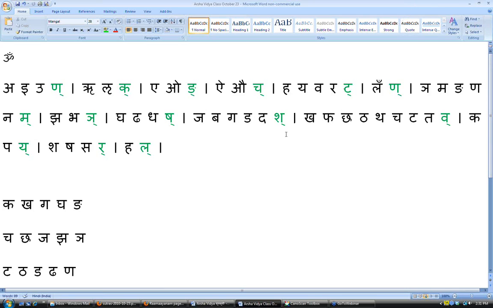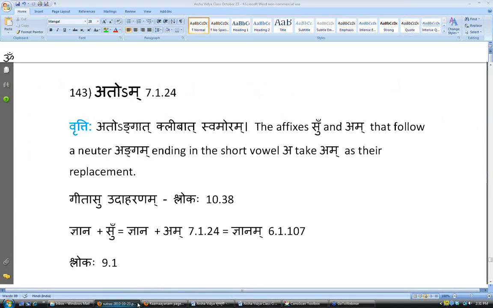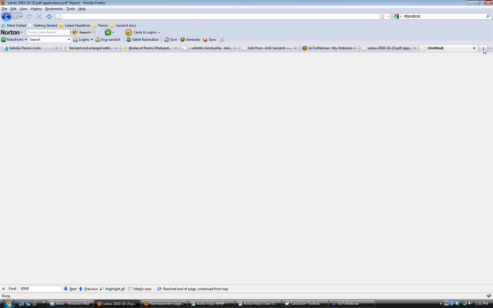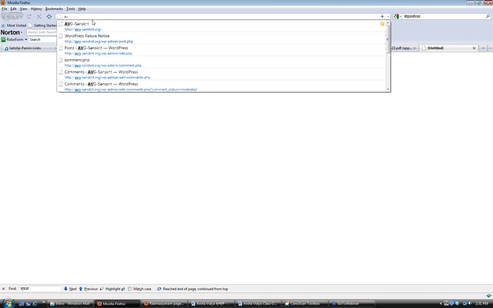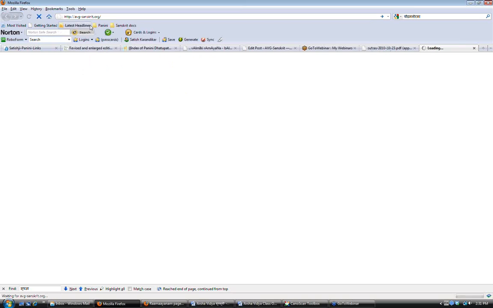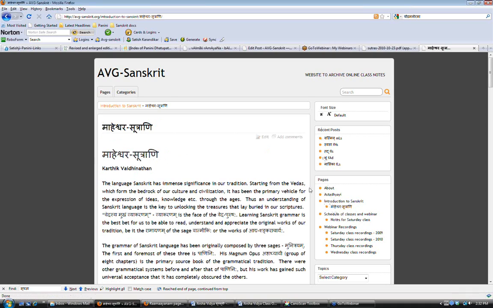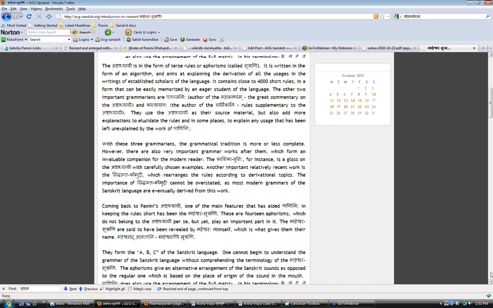But I don't know if all of you know, there was an article by Karthik on the Maheshwar Sutrani. I hope you're looking at this. It's a very good article for beginning students who want to get started. If you look on the right-hand side of the website, avg-sanskrit.org, you can see this Maheshwar Sutrani article by Karthik. So you can look at that and get an introduction to the Maheshwar Sutrani.